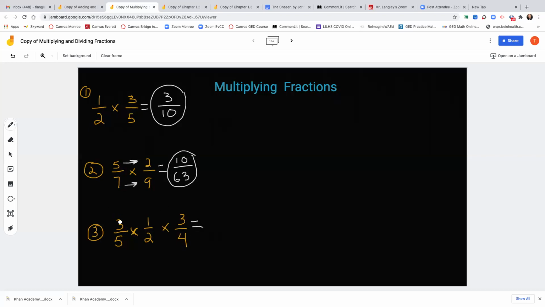What you do is you multiply the first 2. So 3 times 1 here is 3. And you take that answer, 3, and you multiply it by the next fraction, top number. 3 times 3 is 9. This becomes a 9. Okay.